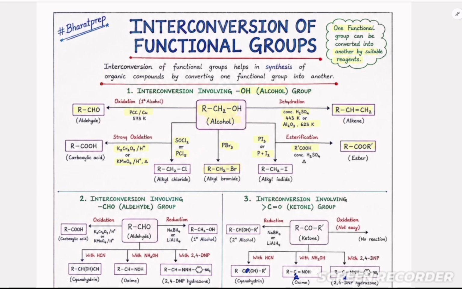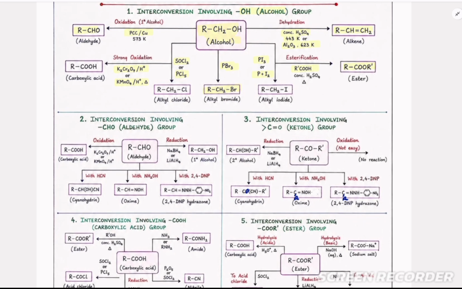And next we are taking interconversion of the aldehyde. So aldehyde on reduction gives alcohol. And by the way, aldehydes are reduced by using either sodium borohydride or lithium aluminum hydride. Both are important reducing agents. On the other hand, if we want to oxidize aldehyde into acids, we need, again, potassium dichromate or KMnO4 in an acidic medium.